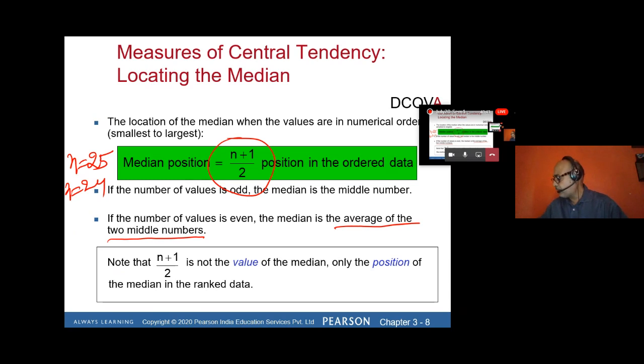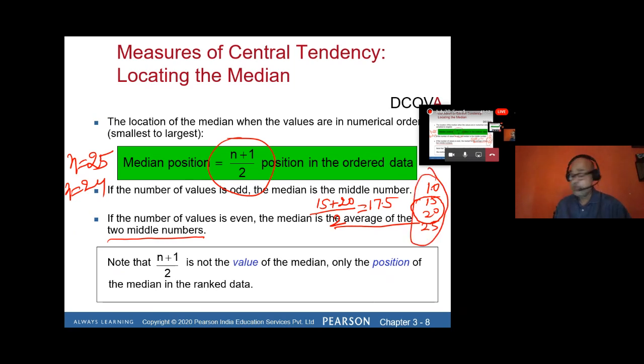Suppose you have taken 10, 15, 20 and 25 as numbers, and you want to find out the median. Which one is the median? You have to take the two numbers here, 15 and 20. So take 15 plus 20 and divide it by 2. You will get 35 divided by 2, which is 17.5. So 17.5 is the median of this data set.